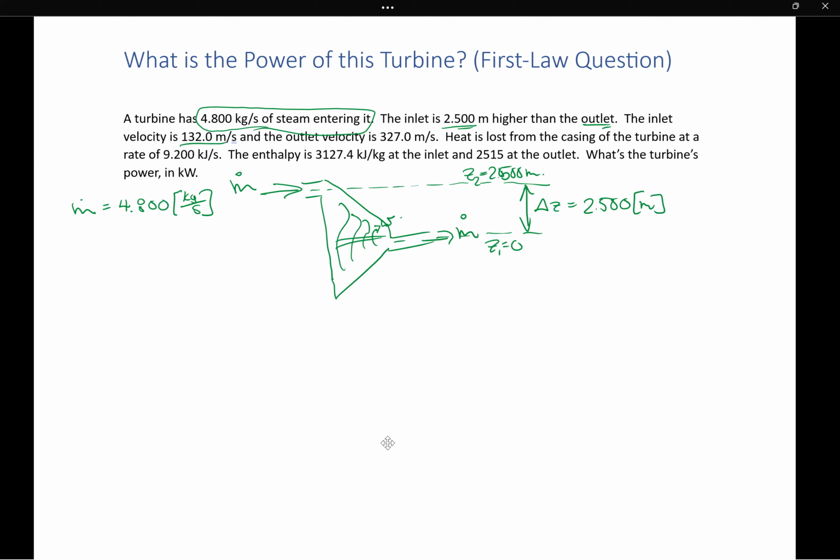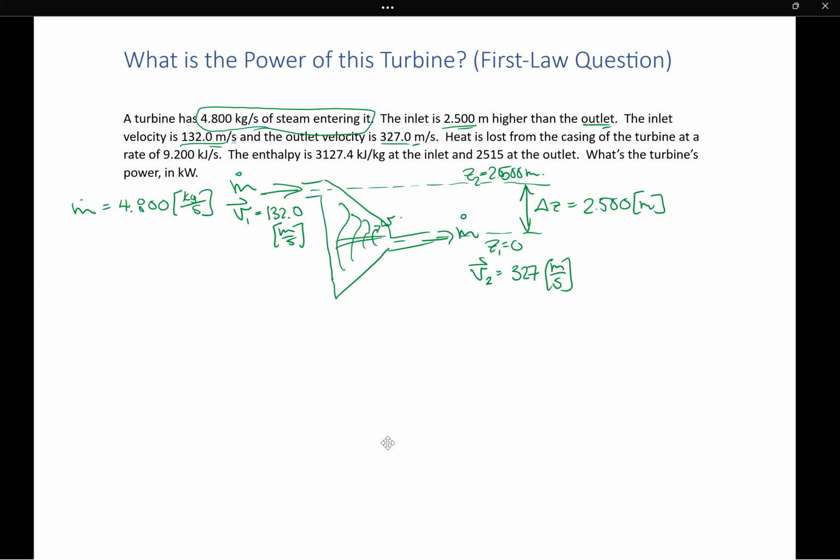What else do we have going on here? The inlet velocity is this, the outlet velocity is that. So this mass is flowing at a velocity of 132 meters per second in, and its velocity out is 327 meters per second.